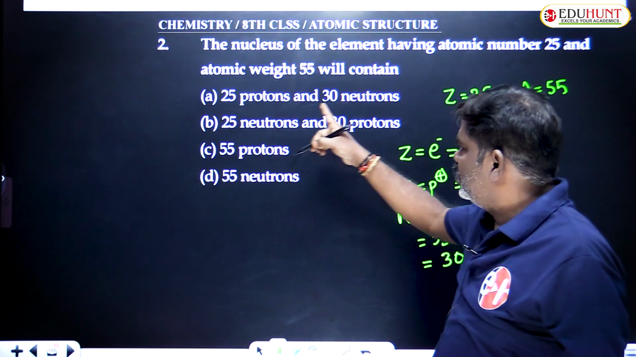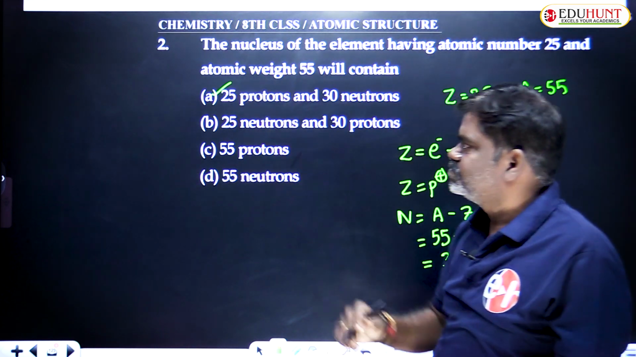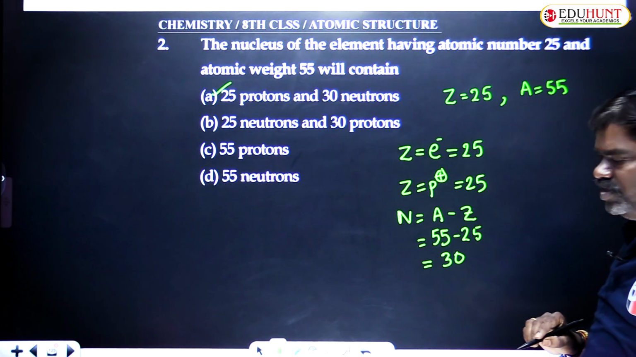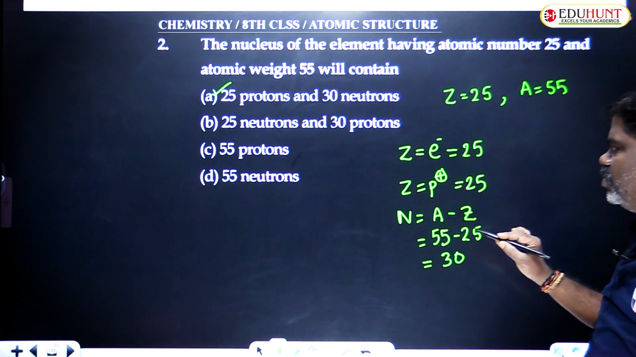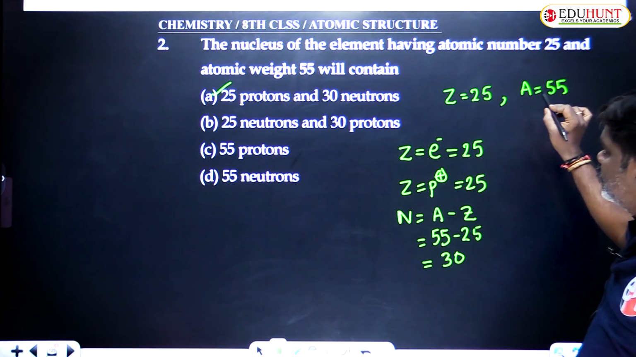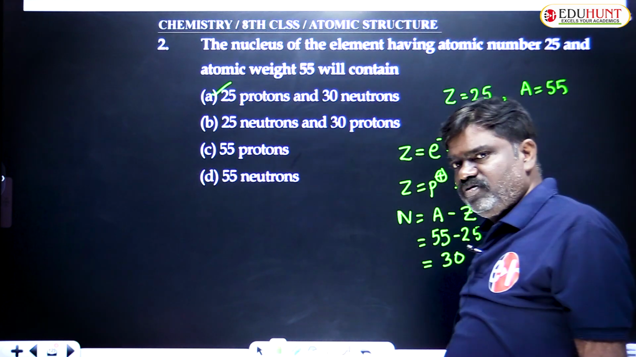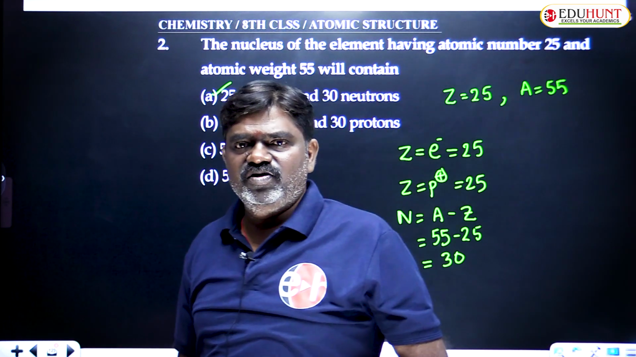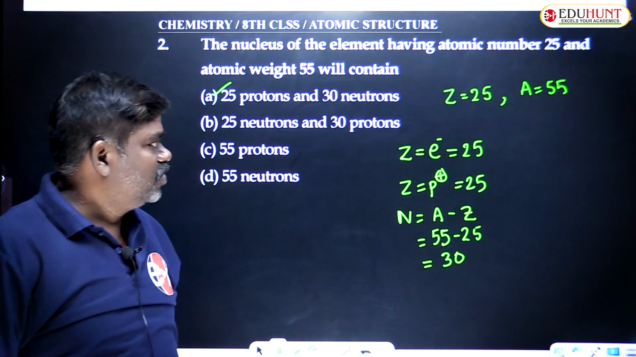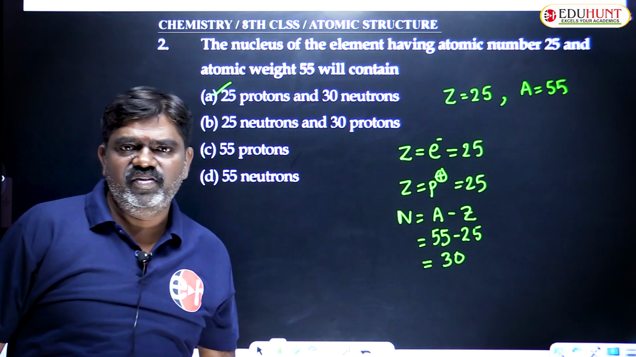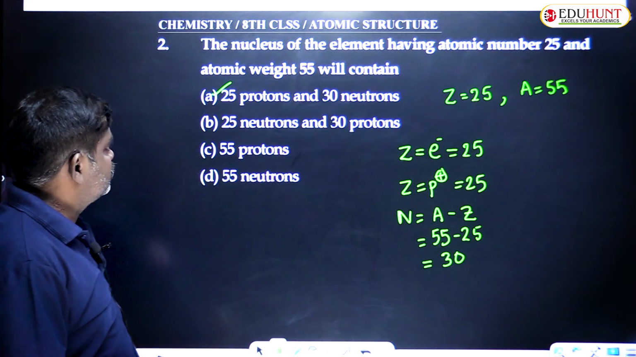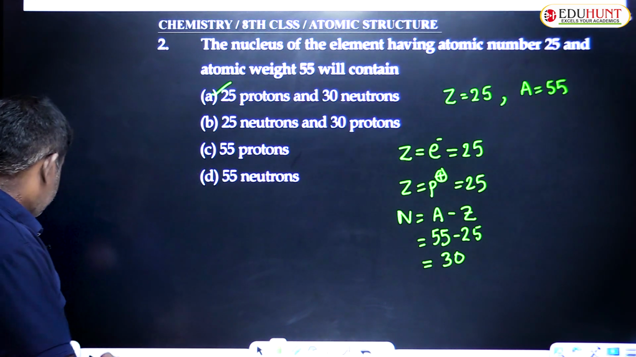See, protons 25, neutrons 30. This is the answer, because the atomic number is equal to the number of electrons, and the atomic number is equal to the number of protons, and mass number means the atomic weight. So if you want to calculate the number of neutrons, that is mass number minus atomic number, it gives the number of neutrons. The second question is completed. So the answer is 25 protons and 30 neutrons.